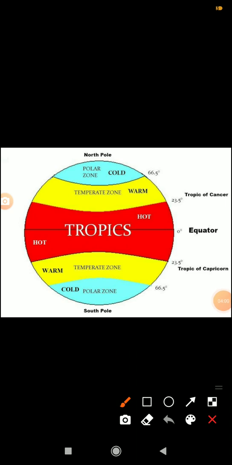So, we come to the conclusion that the torrid zone region is the hottest one. The temperate zone here in the northern hemisphere and the southern hemisphere are warm, meaning not very hot, not very cold. And the frigid zone, which is in this polar region, this blue one, is very cold.